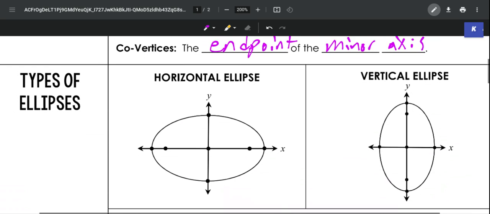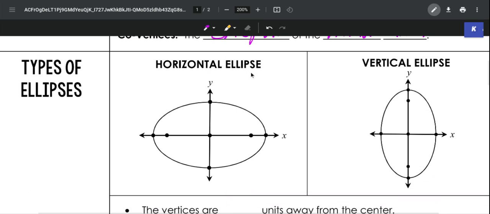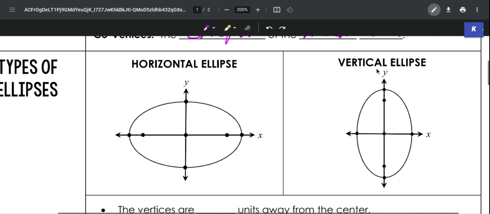Now we're going to look at two types. We'll have a horizontal ellipse. When we have a horizontal ellipse, that just means the horizontal axis of symmetry is the horizontal line here. It's longer, so that is our major axis. Now we'll go through and label some of these, so be sure to write these down. Next we've got our vertical ellipse, and that's saying that our major axis is this vertical line here. It's longer vertically, so that's our major axis.